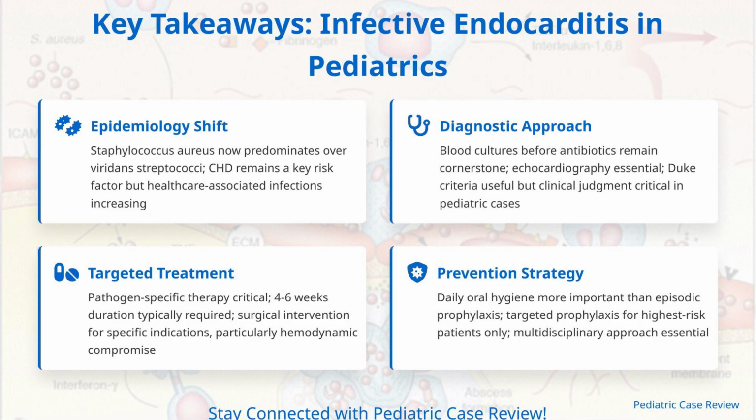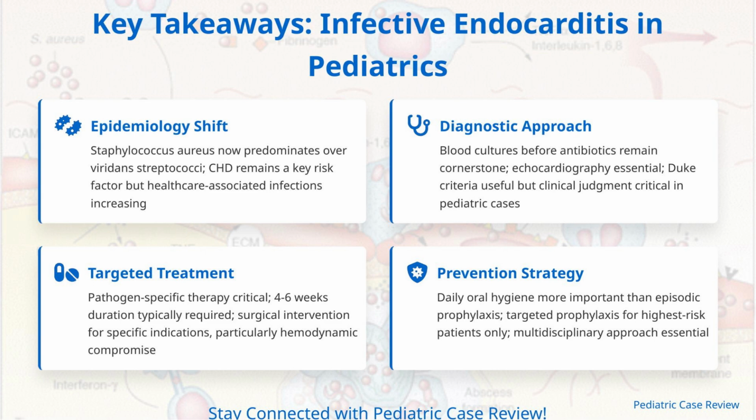As we conclude our comprehensive review of infective endocarditis in pediatrics, let's summarize the key takeaways. We've observed a significant epidemiology shift with Staphylococcus aureus now predominating over Viridans streptococci. While congenital heart disease remains a key risk factor, healthcare-associated infections are increasingly common. For diagnosis, blood cultures before antibiotics remain the cornerstone, with echocardiography being essential. The modified Duke criteria are useful, but clinical judgment remains critical in pediatric cases.